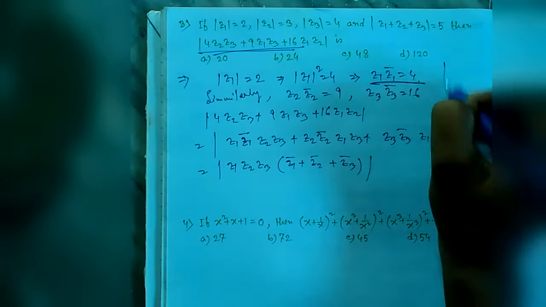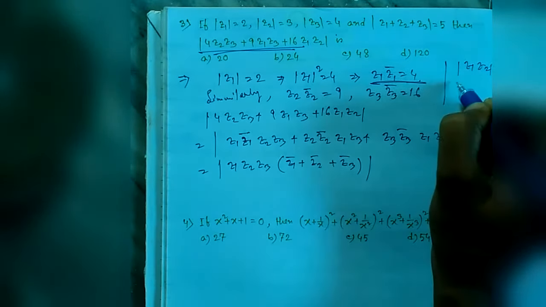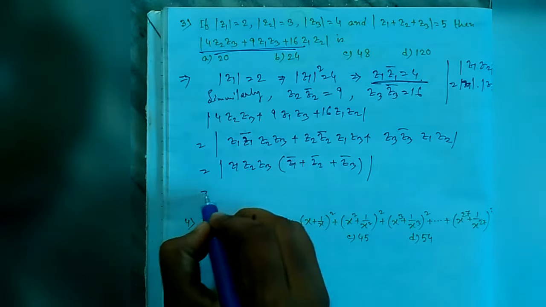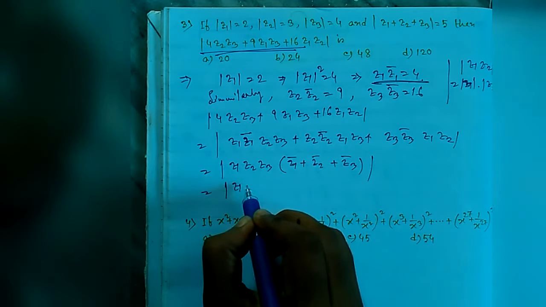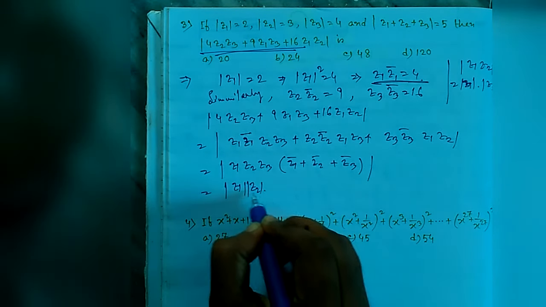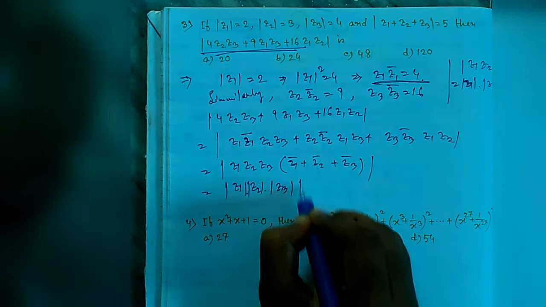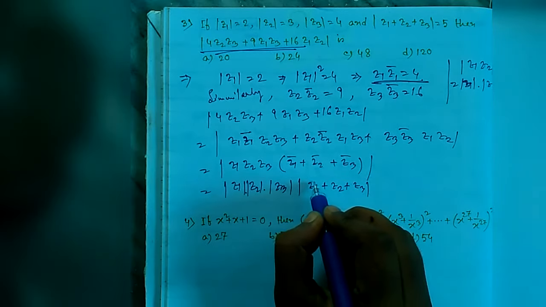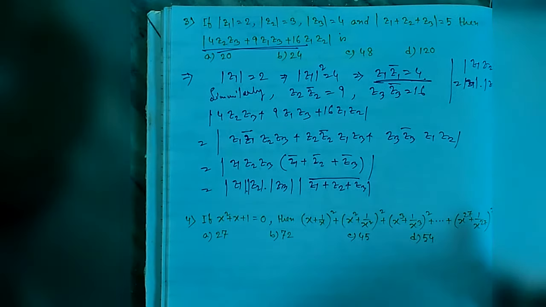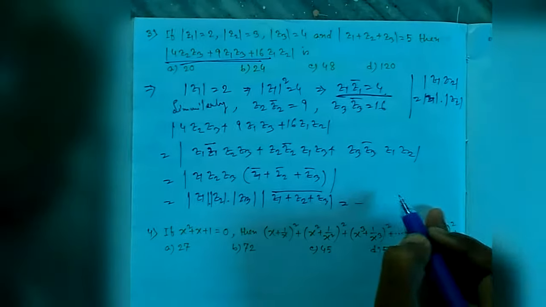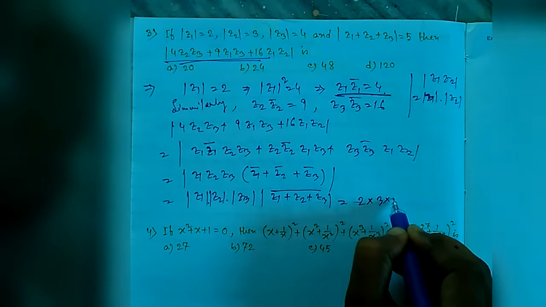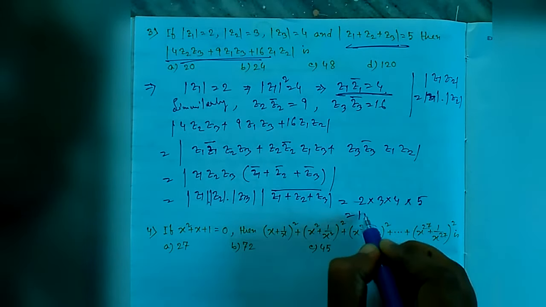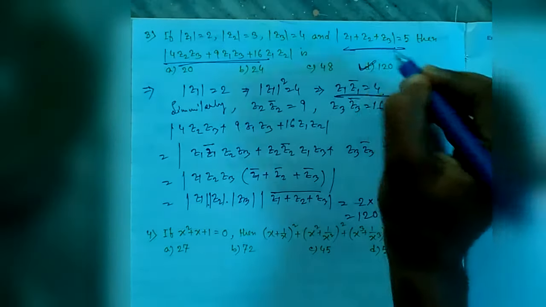Again, we have the result: modulus of z1 z2 equals mod z1 into mod z2. So from this, modulus of z1 into modulus of z2 into modulus of z3 into z1 plus z2 plus z3 can be written like this. This equals 2 into 3 into 4 into, this value is what? 5. So this will be 120. So our option D is correct.